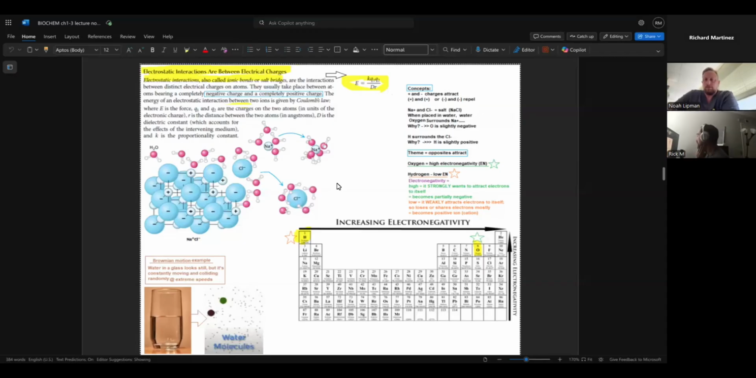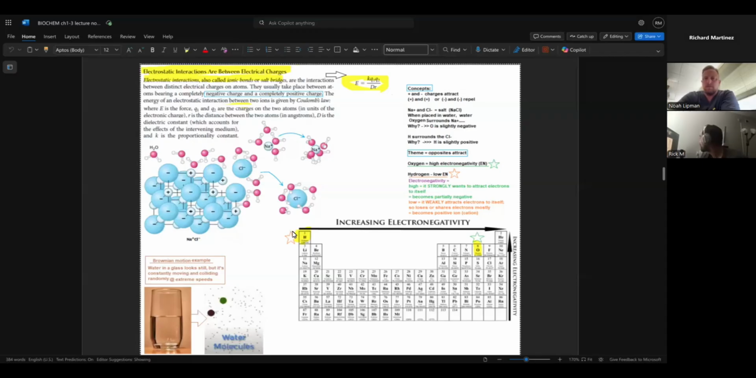In OChem, you'll learn that oxygen is slightly negative, and H is slightly positive. The theme is that opposites attract. If we look through here, oxygen is on the more electronegative side, and hydrogen is going to be on the least electronegative side.